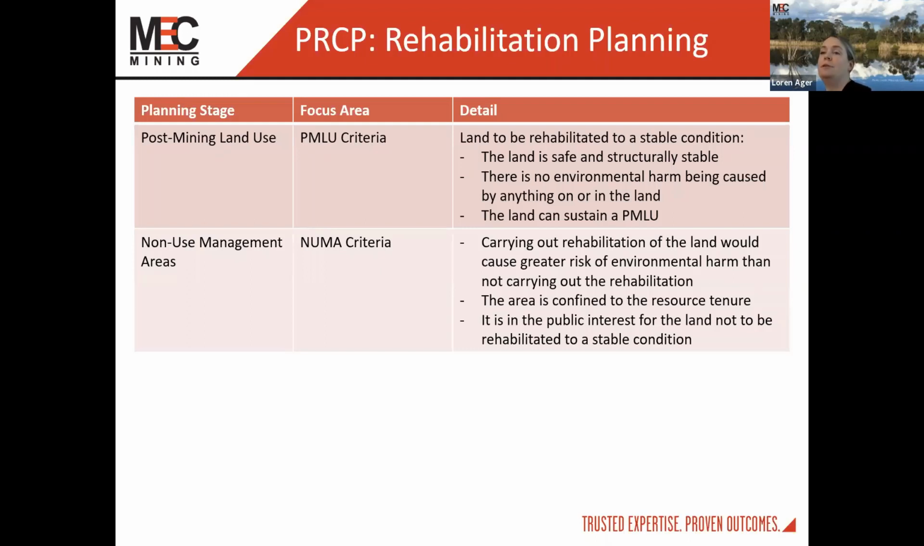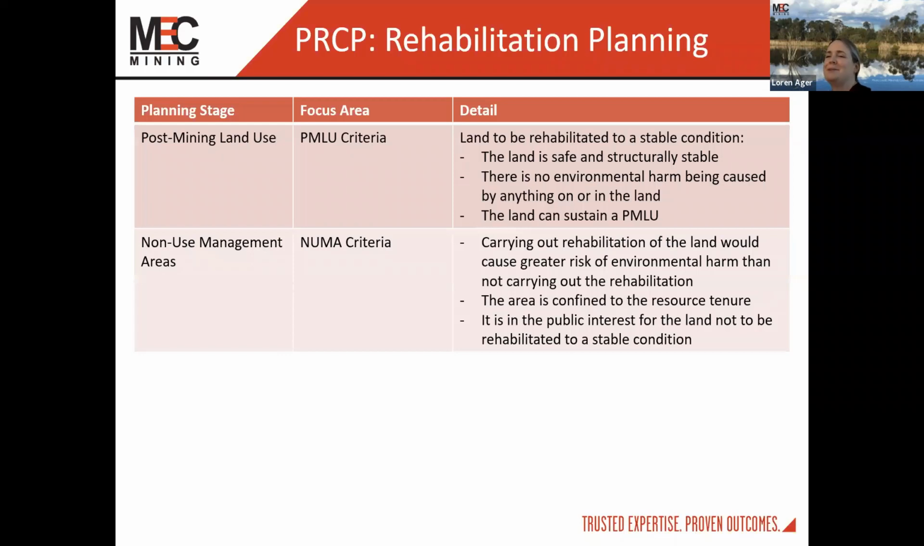So examples of PMLUs include native ecosystems, habitat, ecosystem services, grazing, agriculture, forestry, cropping, landfill, and water storage. And that's not just the only ones. And we know that in some of the areas overseas, you can also see ski slopes being created from mine sites, and also energy producing sources, which is hydro energy.